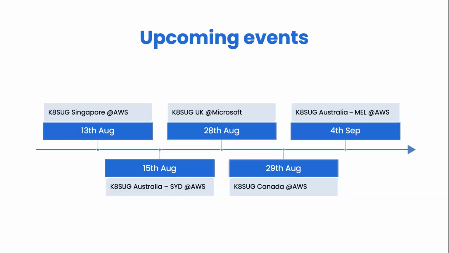For next events, as usual, we have an event now in Singapore. If you'll be there, make some connections, you can join. Then we have Sydney on the 15th of August. Then we will have the UK in August. Then we have Canada on AWS. And then we have Melbourne here again in September. So the agenda is full. If you miss this event, you will not miss the next one. And even if you cannot join in person, you can always join on Zoom. We are always sharing this.